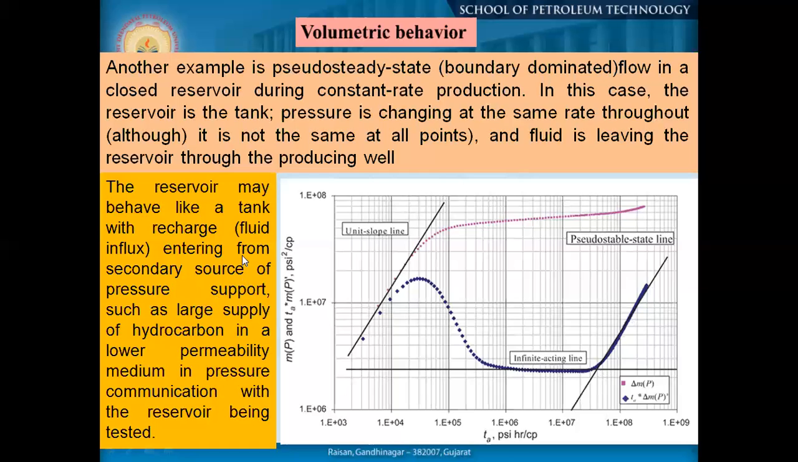So what is happening is the entering of secondary source of pressure support, such as a large supply of hydrocarbon in the lower permeability medium in pressure communication with the reservoir being tested. So it may be an aquifer, it may be from another source, maybe another support, okay. So then what is happening, if you see here we have one unit slope and here you have another unit slope, and this slope is completely dependent on the nature of the fluid, okay.